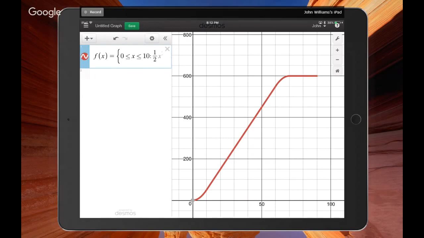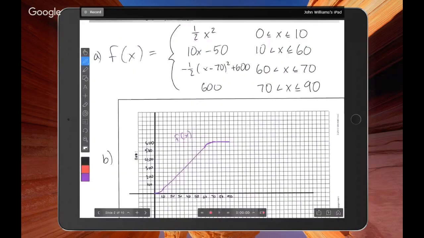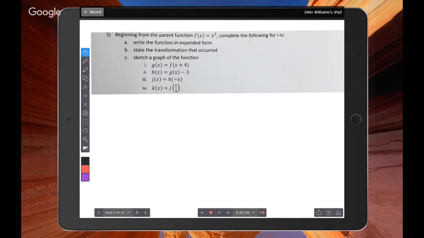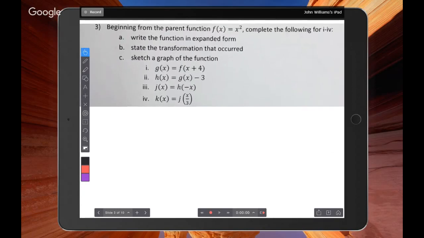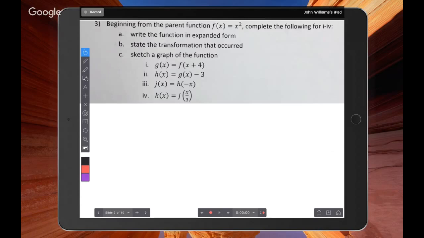No, we're okay. Number 2, we got this stuff? No questions? Okay. Number 3. Let's see. We plug in all these parts. Cool. So I'm going to go ahead and do all of the parts A first.